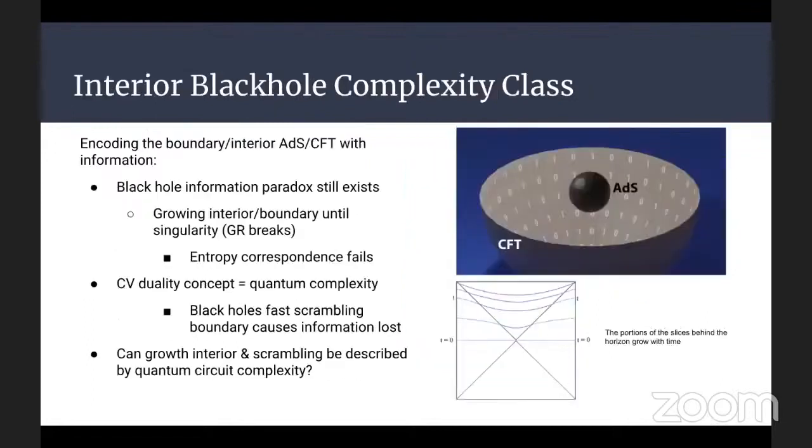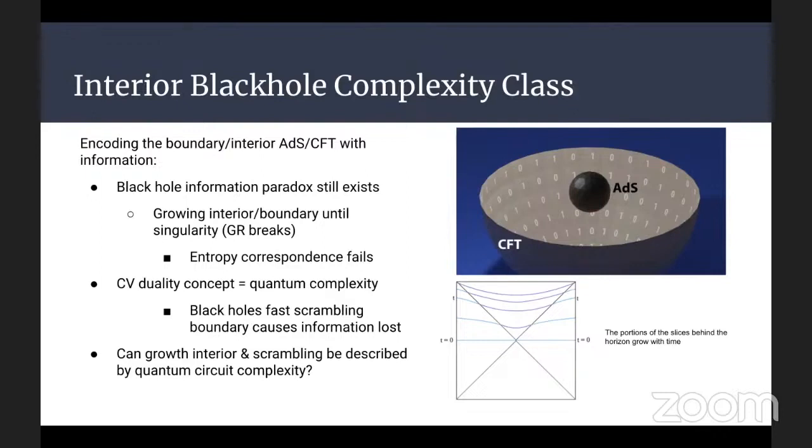Next section. So pretty much, if we have this encoded information, can we truly understand the objects that fall in? Well, basically there are 2 problems. The first problem is that black hole interiors grow at some point until the GR AdS starts to break down. A few researchers decided to find some form of correspondence between the AdS and the CFT, and they tried entropy, but it started to fail.